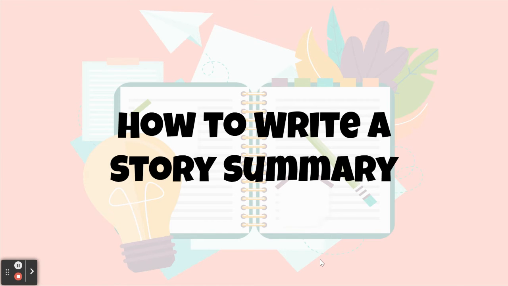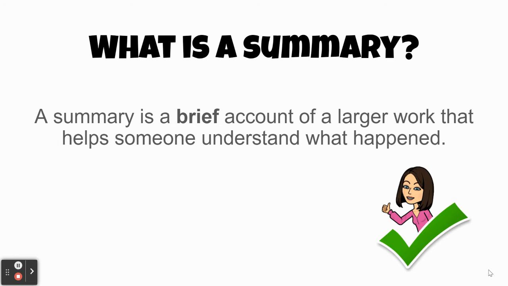Hello. All right, today we're going to talk about how to write a story summary or a summary of any other narrative work. So, first off, what is a summary? A summary is a brief account of a larger work that helps someone understand what happened in that work. One of the key words here is that it is brief. Brief means it is short. So, we're not telling every single thing that happened in this story, but we're telling only the most important information that someone would need to understand.